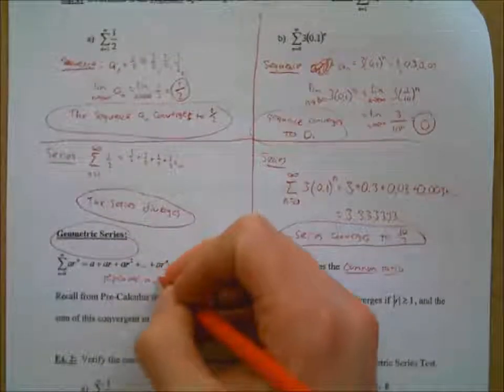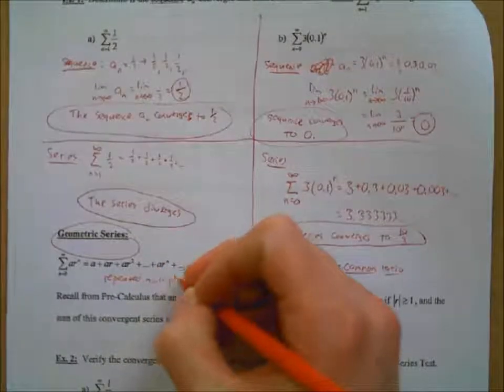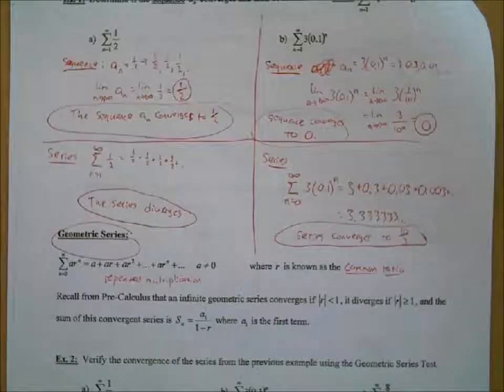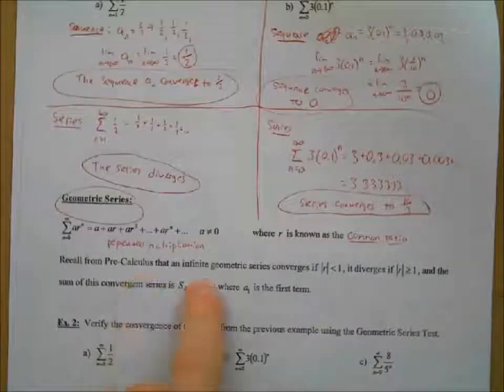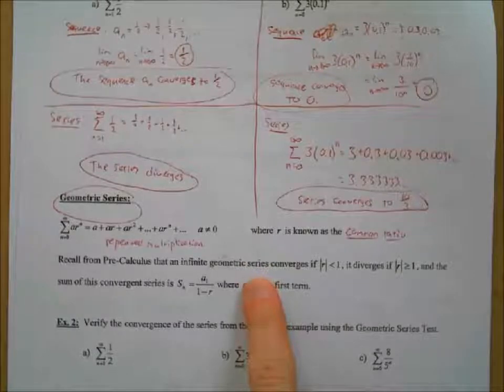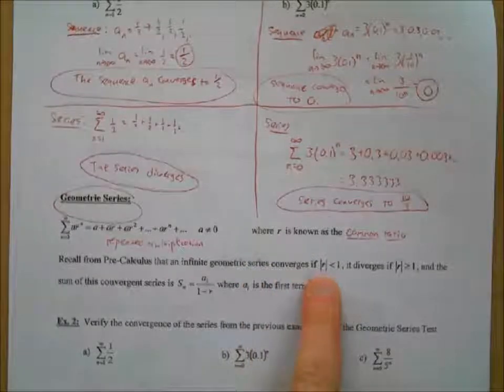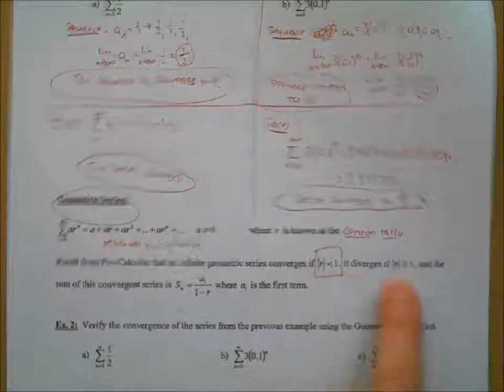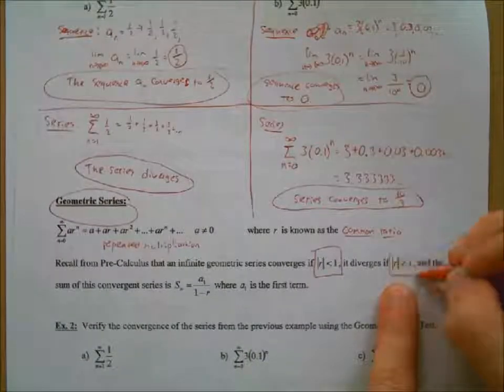Okay, the idea is we're repeatedly multiplying by that r value over and over and over again. So recall from pre-calculus that an infinite geometric series converges, so again the series, which is the sum, converges if the absolute value of r, if your common ratio, is less than 1. It diverges if the absolute value of r is greater than or equal to 1.